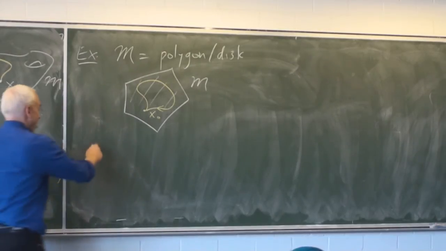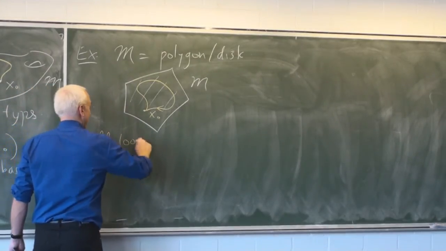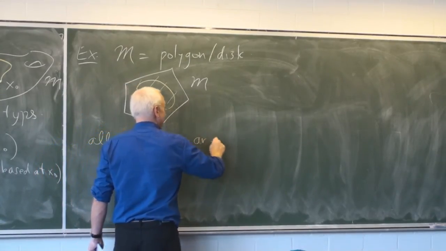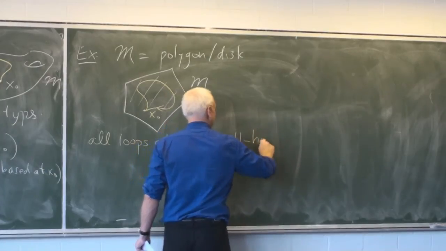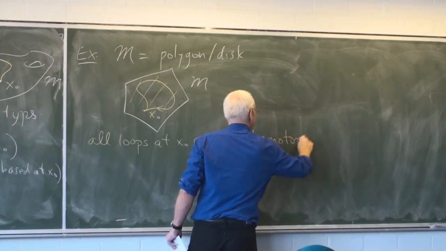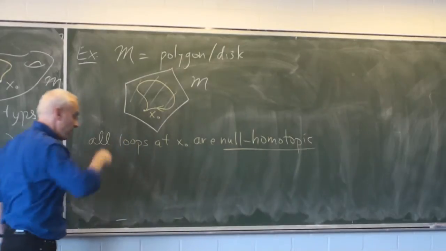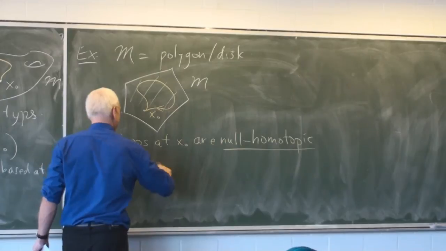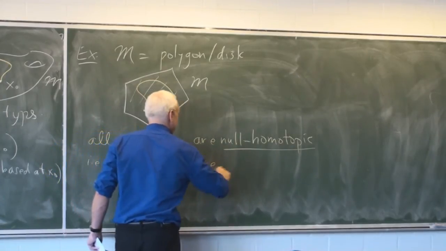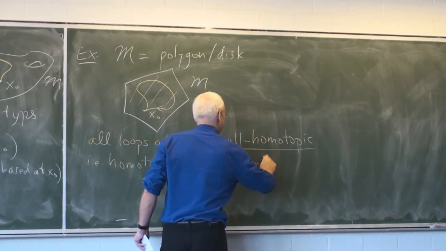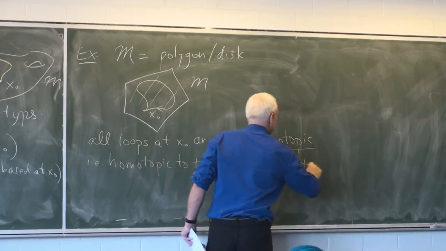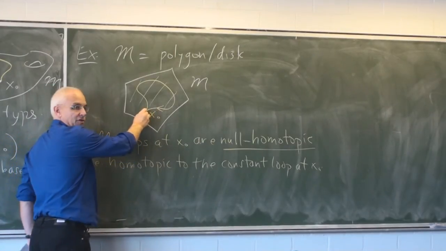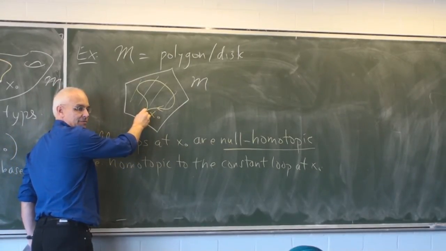Well, the main fact is that all loops at x0 are null homotopic. Now that's a fancy word for, i.e., they are homotopic to the constant loop at x0. In other words, the loop that stays where it is through the entire movie. Doesn't go anywhere.